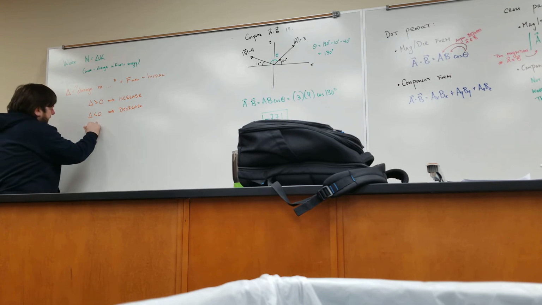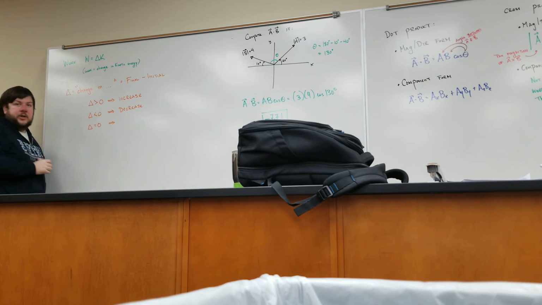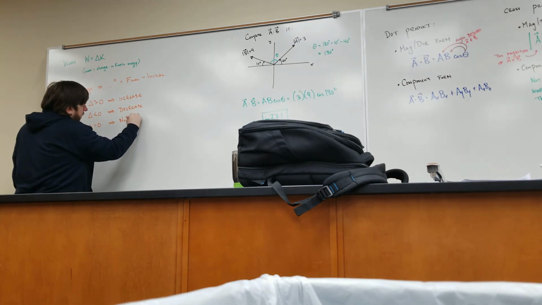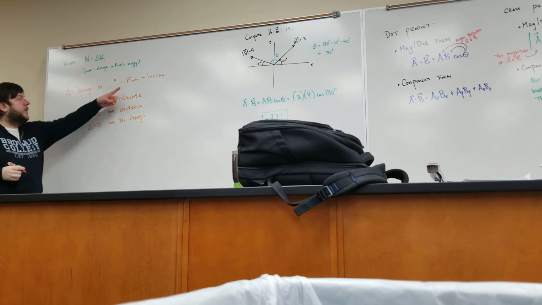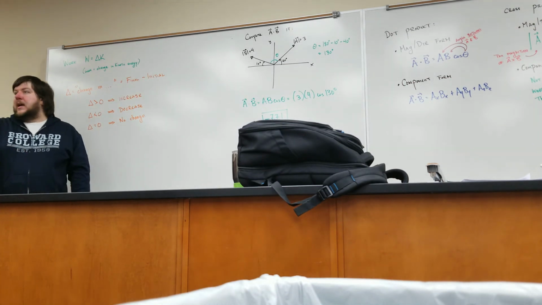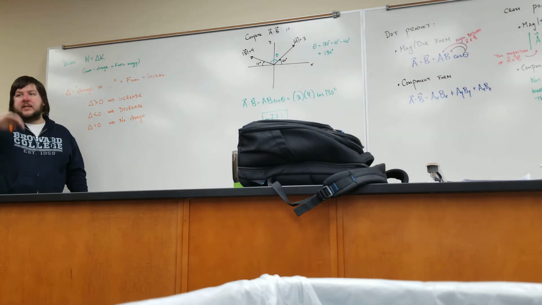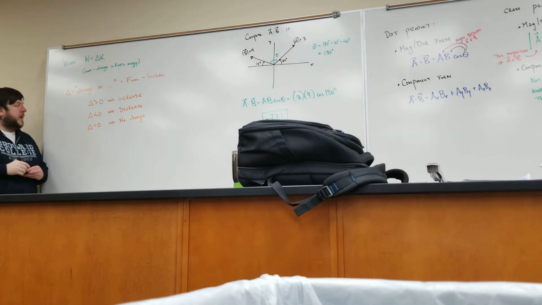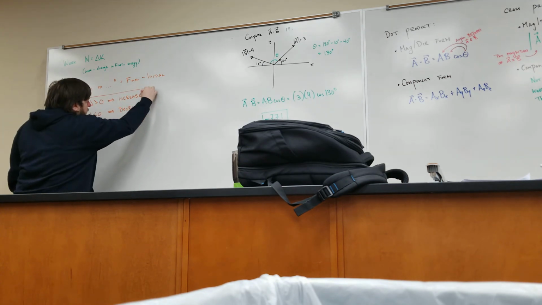What if delta is 0? Equal. No change. If your final equals your initial, final minus initial is 0. If your initial is here and your final is here, there's no change and your delta is 0. Okay, these rules are important to know.